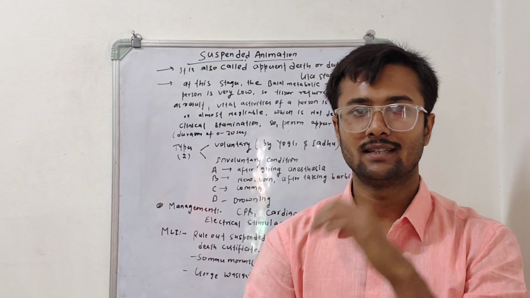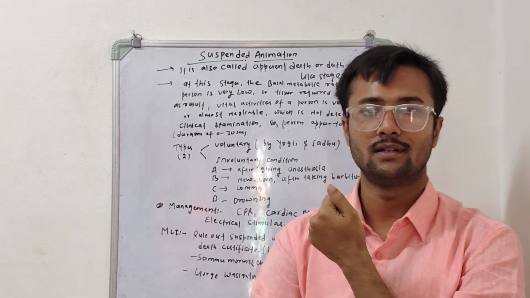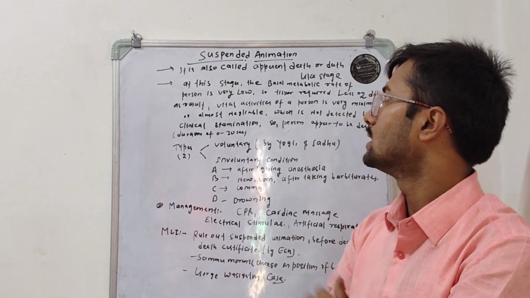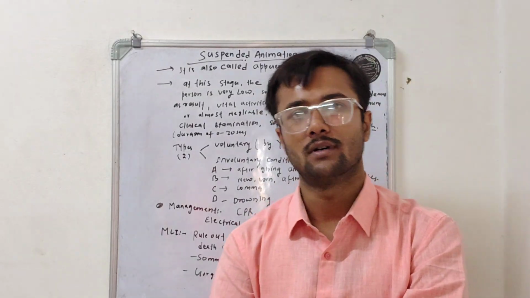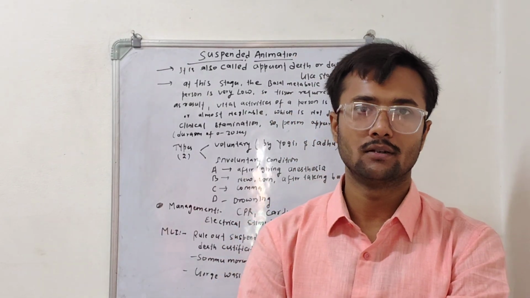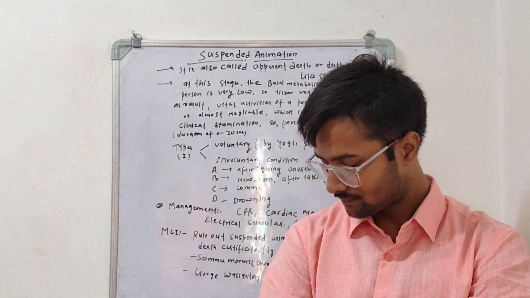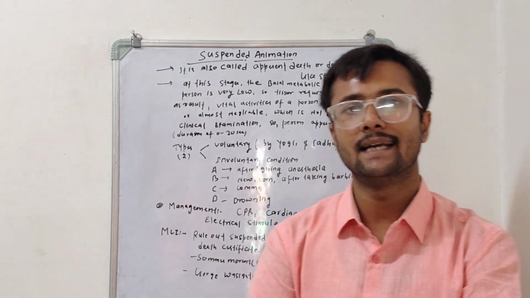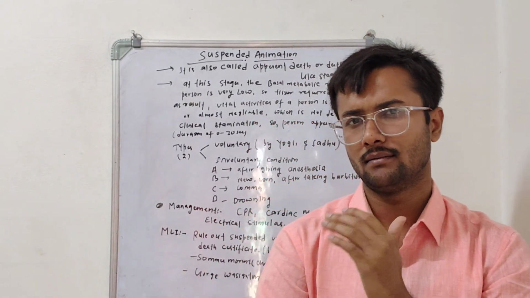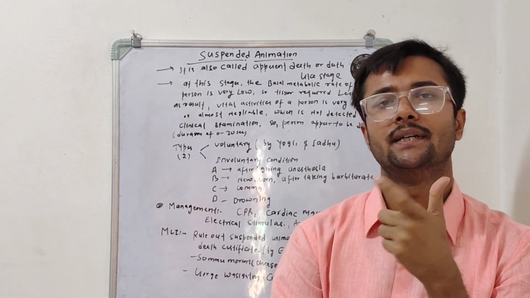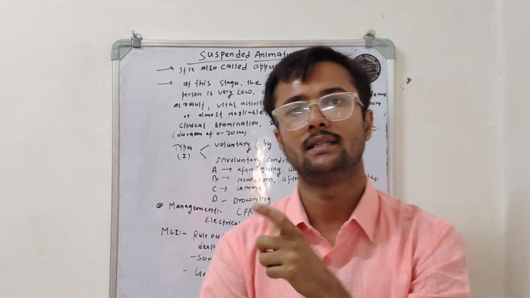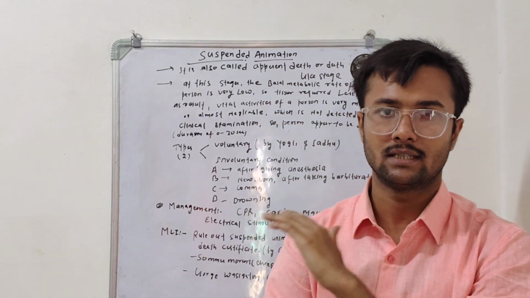So, in today's session I take a very small topic of forensic medicine, which is suspended animation. Okay, so we try to understand what is the meaning of this suspended animation. Suspended animation is basically apparent death, also called death-like stage.